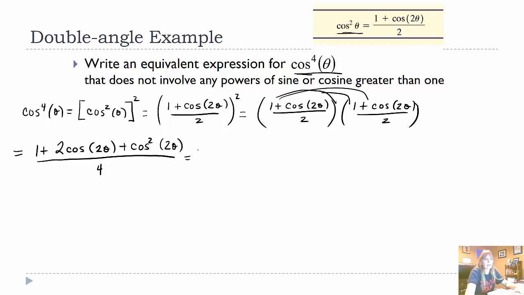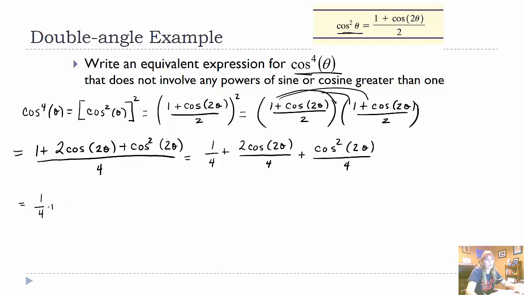Now I'm going to separate my fractions. So I'm going to write 1 over 4. I'm going to write 2 cosine 2 theta over 4. And then I'm going to write cosine squared 2 theta over 4. So all I've done is separate these fractions out. All right, so I still have the 1/4. Here I could cancel. So that's all I'm going to do. Plus 1/2 cosine 2 theta.